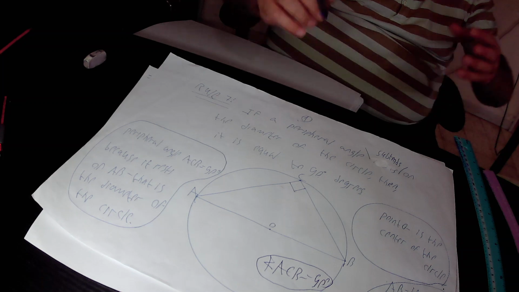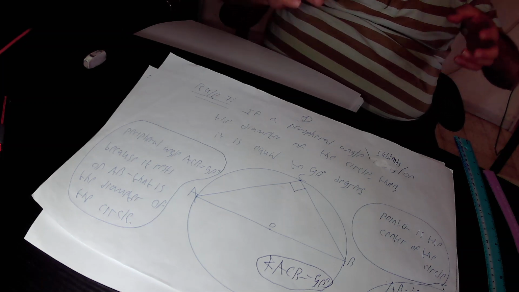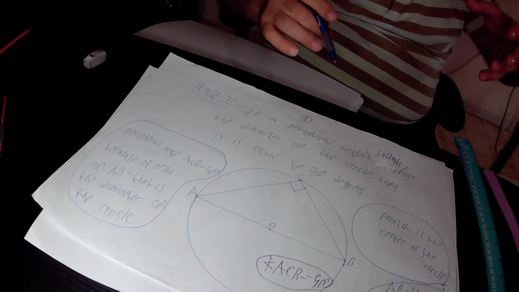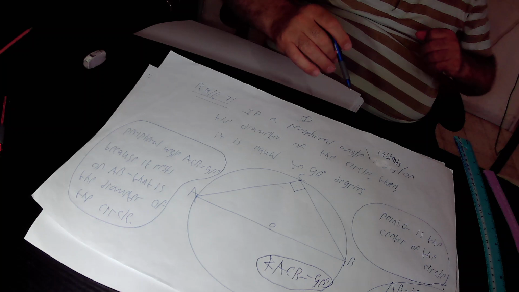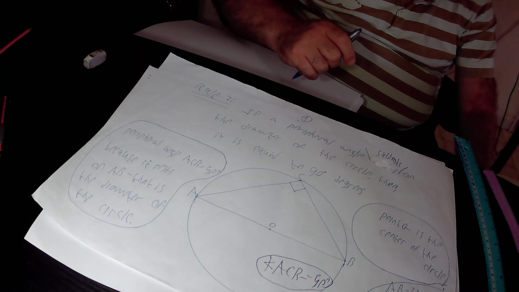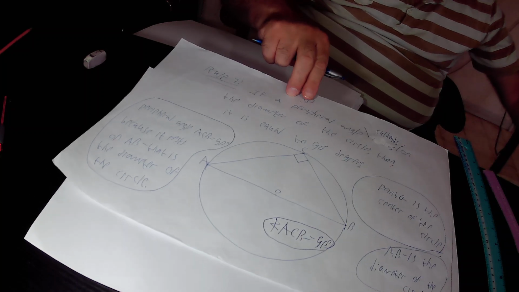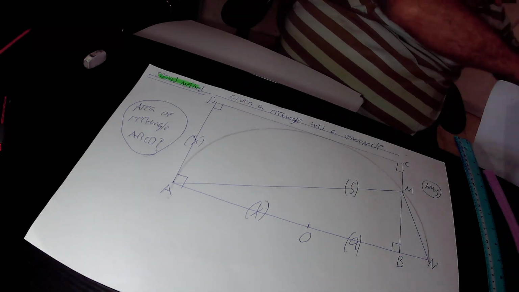So according to rule 7, any peripheral angle that subtends the diameter of the circle must be equal to 90 degrees in its size. You can definitely implement this rule 7 in our drawing. Why?